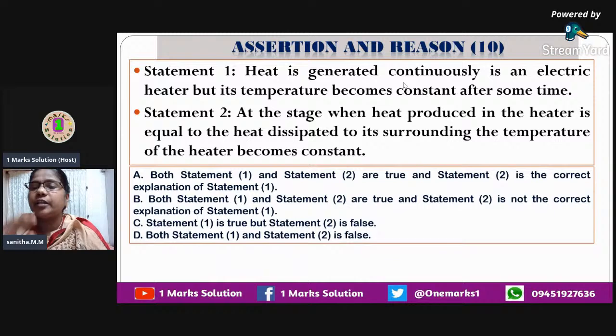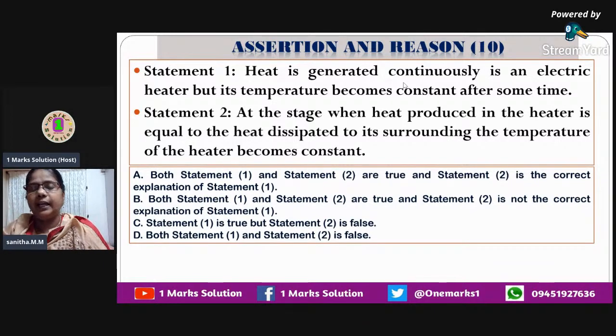Now let us move on to the 10th one. Heat is generated continuously in an electric heater, but its temperature becomes constant after some time. Then we know that the temperature will remain constant. That means a steady current will be flowing, and the temperature won't be rising. Statement 2: at the stage when heat produced in the heater is equal to the heat dissipated to its surroundings, the temperature of the heater becomes constant.